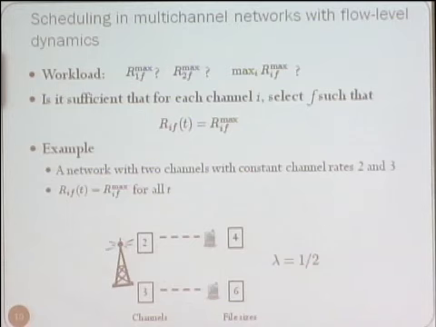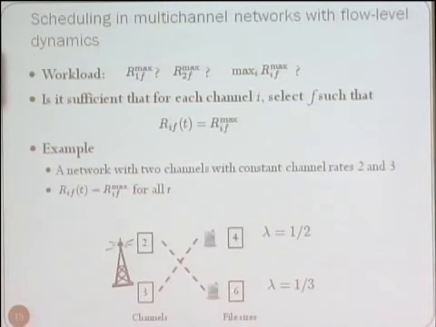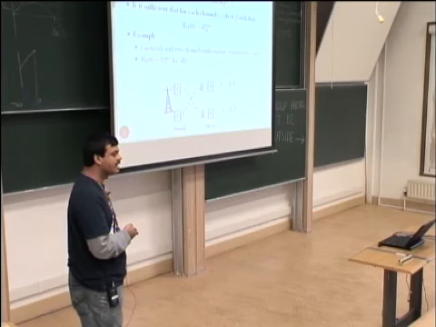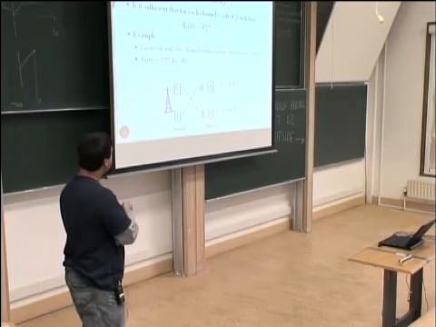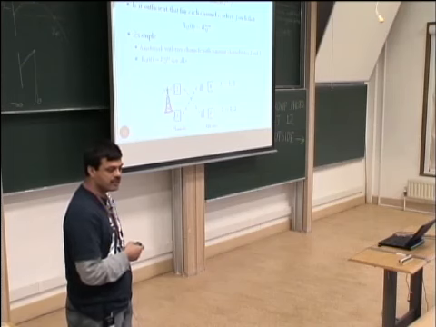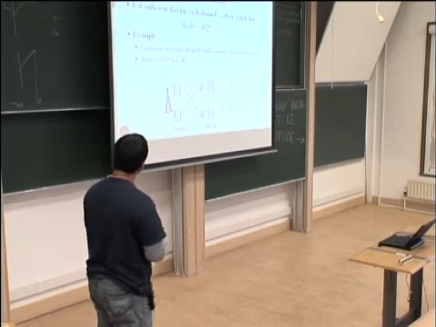Okay. On the other hand, of course, if you schedule this file on this channel and then this file on this channel, then the arrival rate that can be supported is half for this file and 1/3 for this file, right? Okay. So clearly, depending on how you assign, just assigning based on the best channel condition for each user is not a very good idea. Okay. So the question is, what do you do?